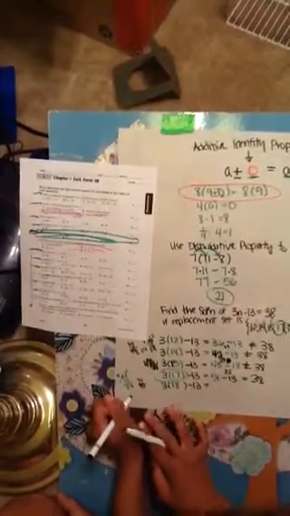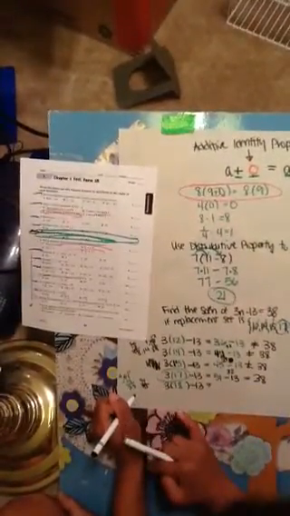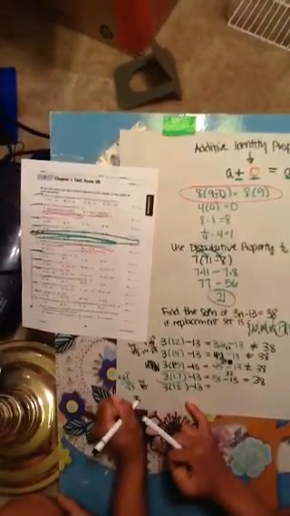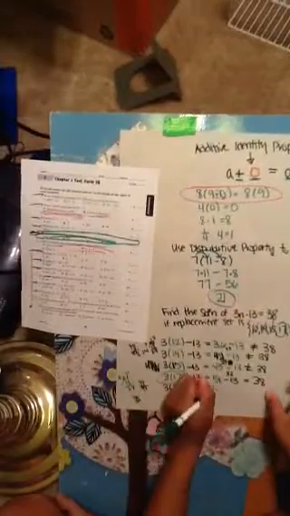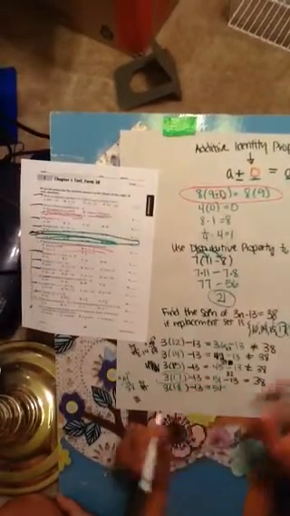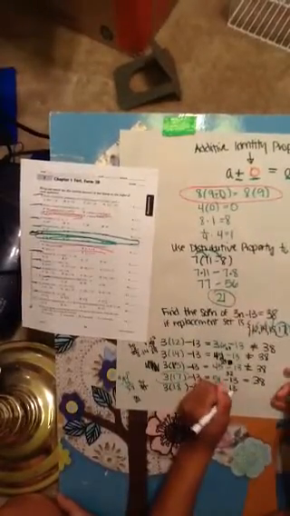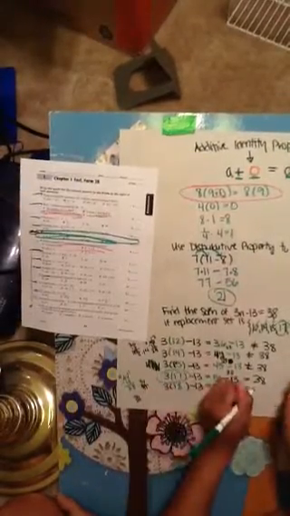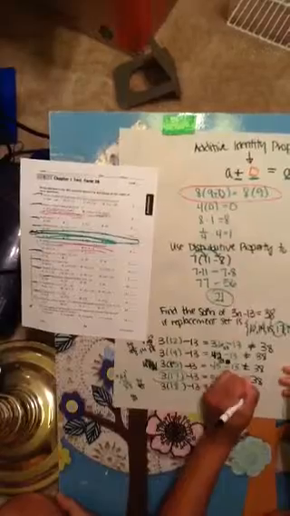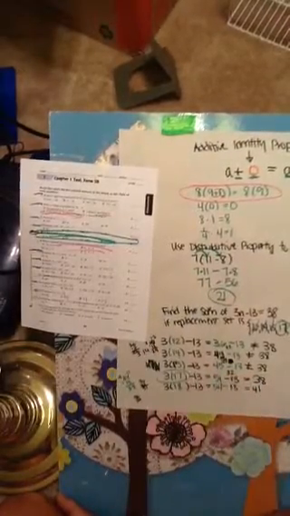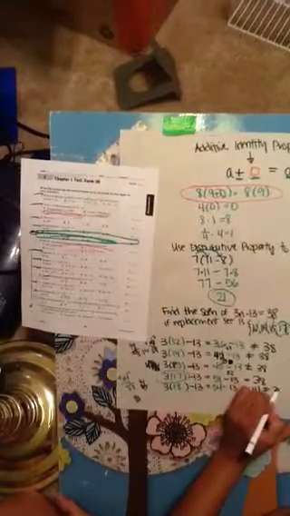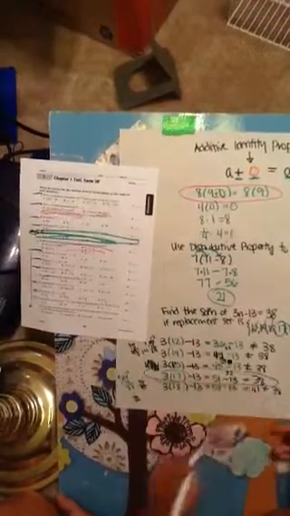So 3 times 18. 3 times 10 is 30. 3 times 8 is 24. So that's going to give me 54 there. Minus 13 is going to be 41, which is not 38. So our only solution here is 17.